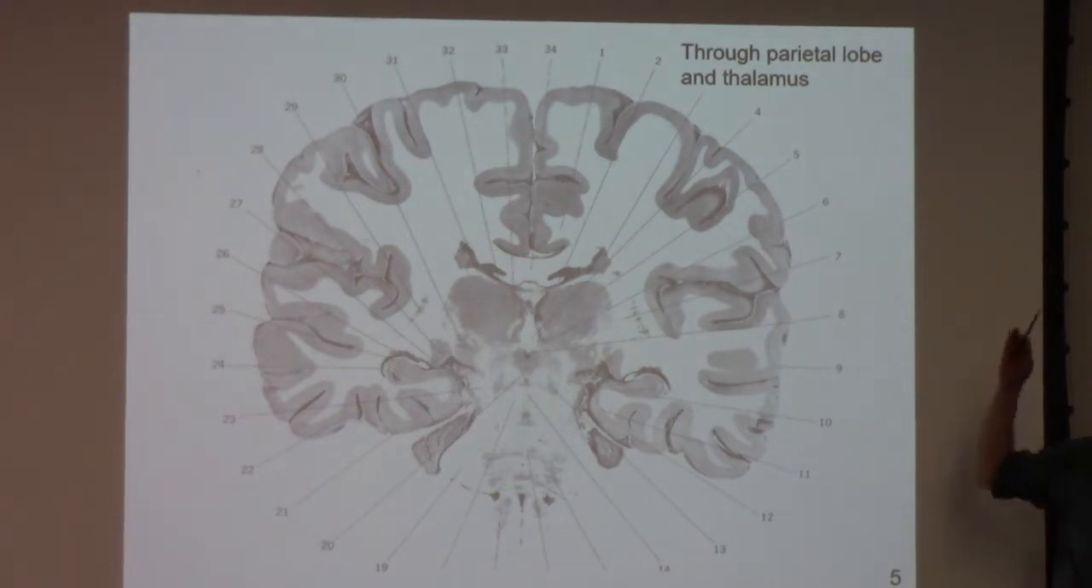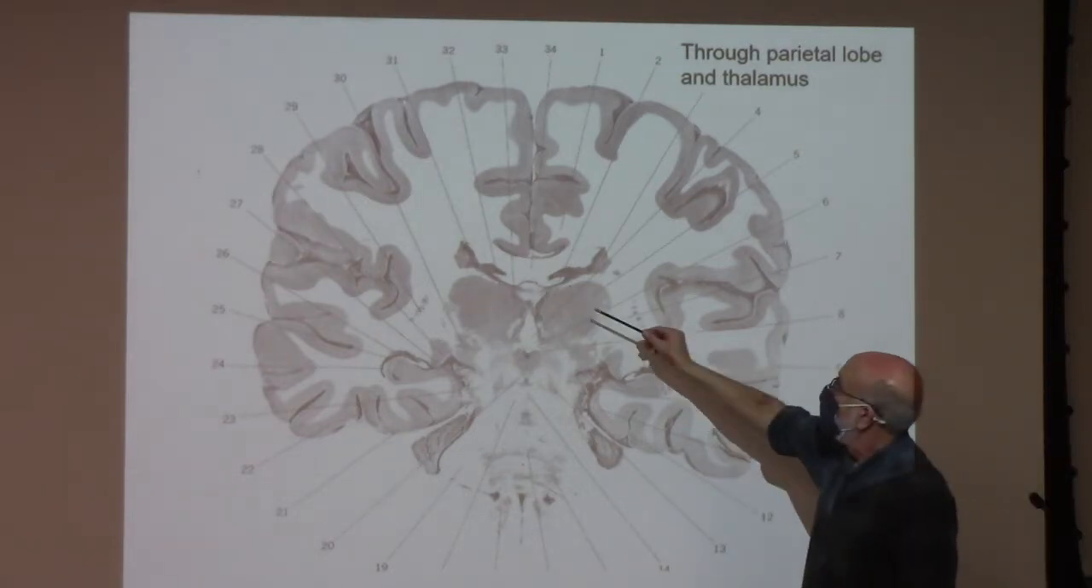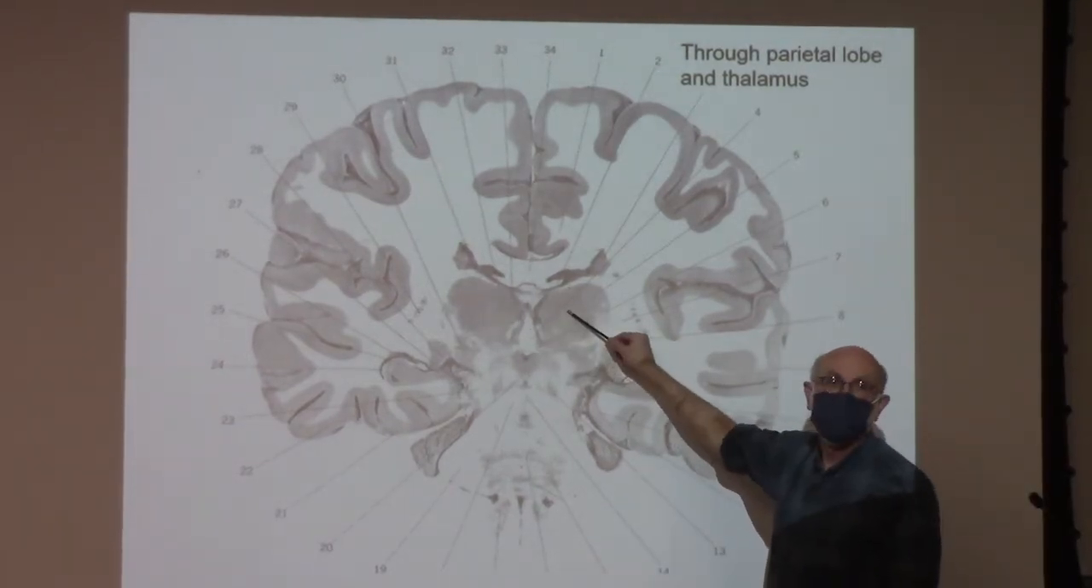Okay, now we're at another coronal section. Now we've moved from frontal to parietal. We've moved back a few centimeters. Now we are through the thalamus. So this is the next image on your handout. This is the thalamus.